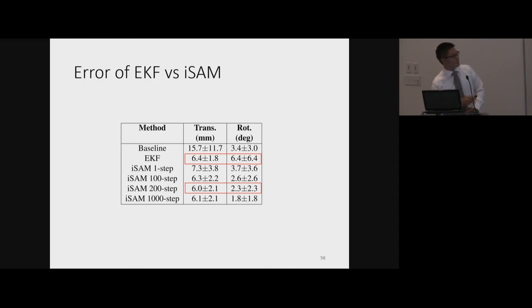And we can see from EKF with 1 step and ISAM with 200 steps. On the translation side, there's slight improvement, but there's a big improvement on the rotation side, and that's really helpful because ISAM keeps all the observations and it can do the relinearization to make the estimation more accurate.